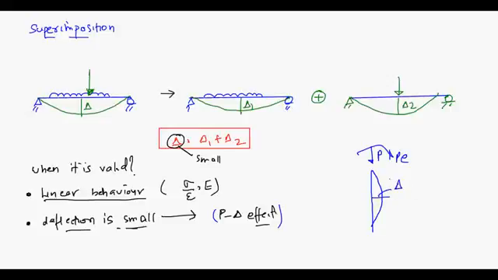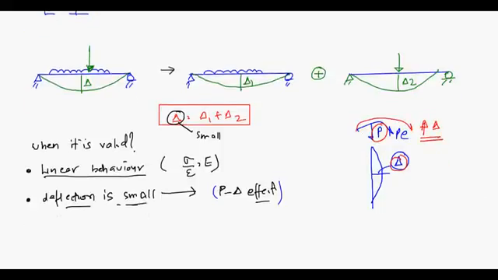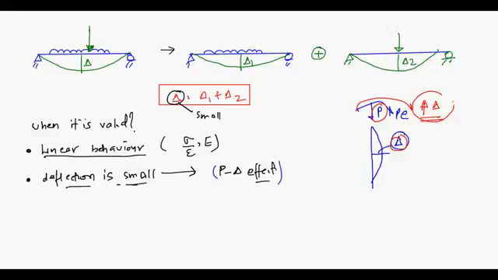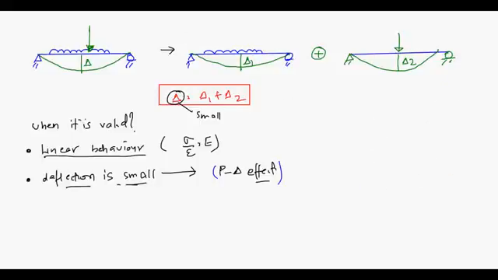Because of the presence of this delta, what is happening? You will get an additional moment of P into delta, isn't it? You will get an additional moment of P into delta. So this additional moment you have to consider if your delta is large. If it is small, you can obviously ignore it. This is called your P delta effect, and it comes when your delta becomes large.